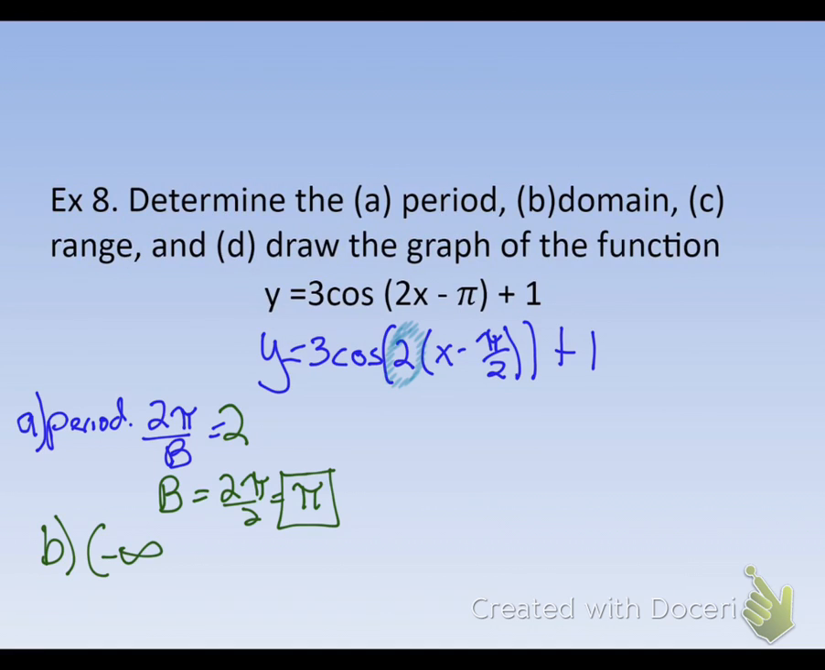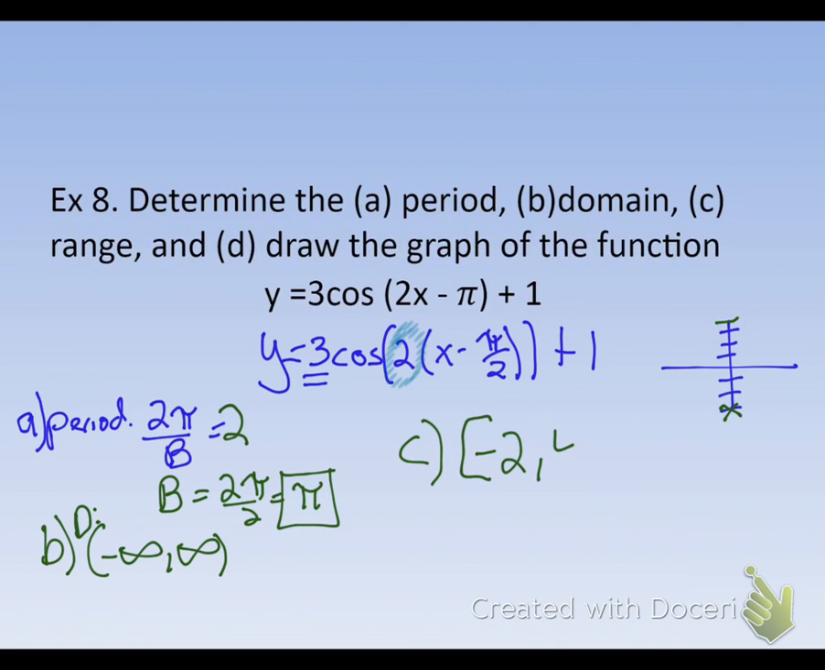Negative infinity to positive infinity. I probably should have done something to show that was going to be the domain. And then our range. So here we see we have an amplitude of 3. So that means traditionally we'd be going up 3 and down 3. But the plus 1 moves it up 1. So now instead, we're going to join one more up here, and we don't need this one. So we see our range, C, is going to be -2 to 4.